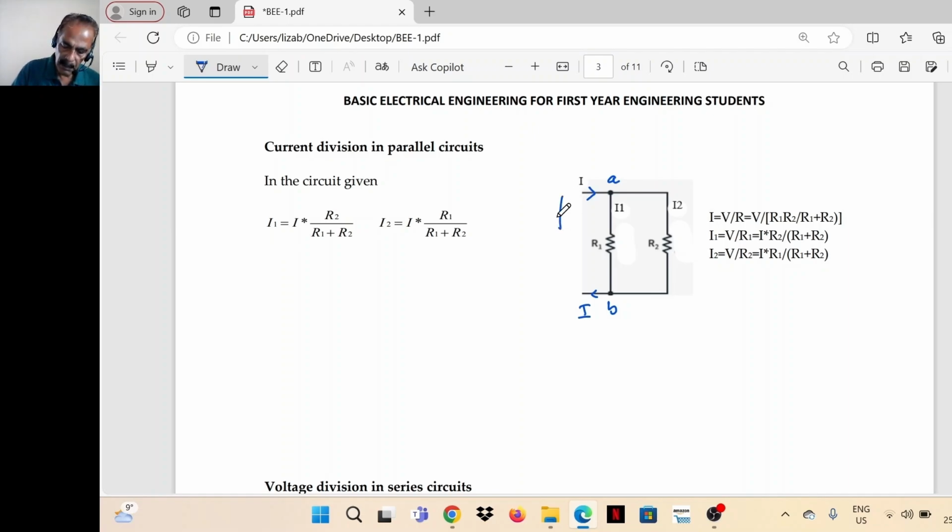Say, for example, assume a voltage V is applied across the parallel combination. So the total current I, the total current passing through the circuit, is equal to V divided by R equivalent. The total current taken by the parallel circuit is V divided by the equivalent of R1 and R2 in parallel. So this is equal to V divided by R1 and R2 in parallel. The equivalent is R1 R2 divided by R1 plus R2.